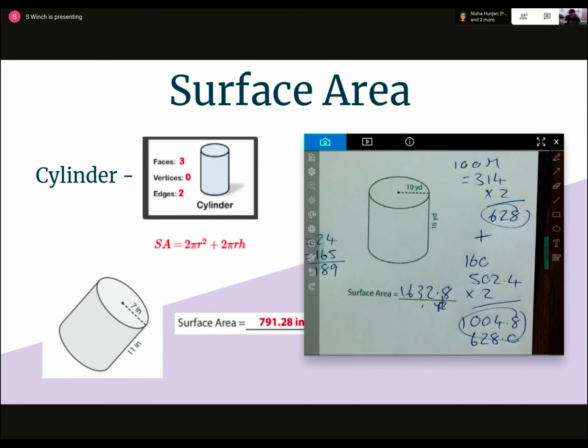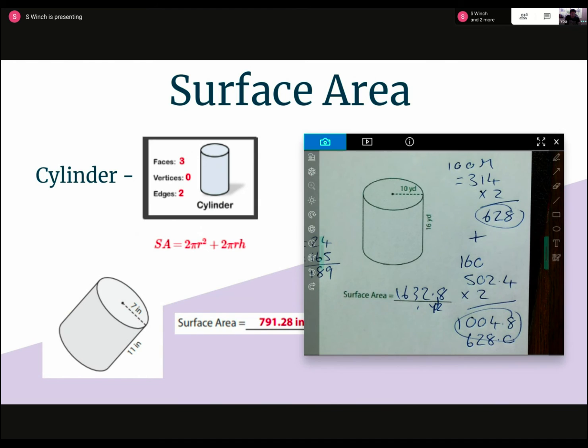Okay, it's quite a bit of working out there in terms of the surface area of a cylinder. As you can see, find out the area of both ends of the cylinder first, and then just add that to the height times pi and the radius times 2, multiply by 2. So that's the surface area of a cylinder.